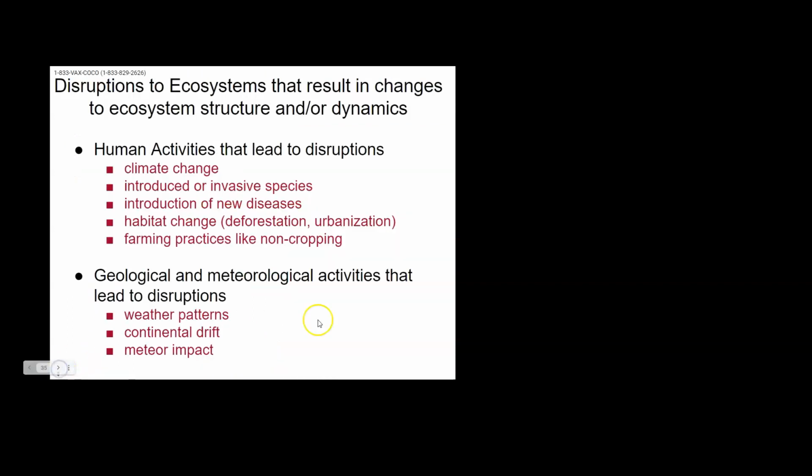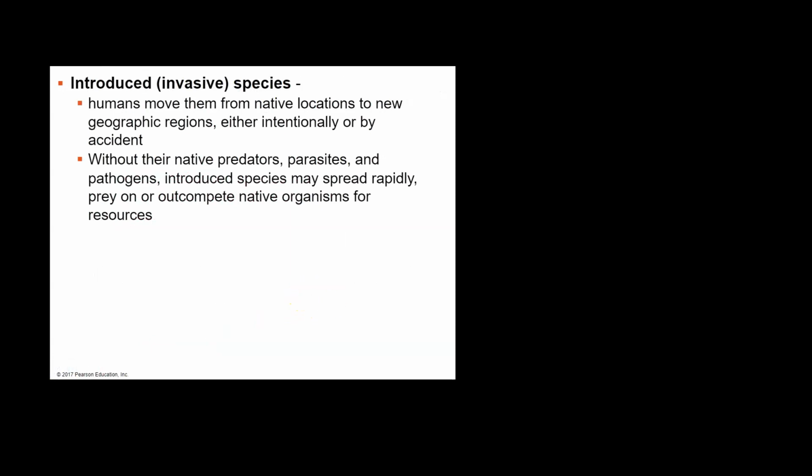So let's go on here. So again, looking at ways that this occurs is through these human activities and geologic and meteorologic activities. So let's take a look at some of those activities in more detail and define them. So one of them is invasive species. So by definition, an invasive species is one that's not native to an area. So humans are involved in this activity simply by moving a species from one native location to a new location, either intentionally or by accident.